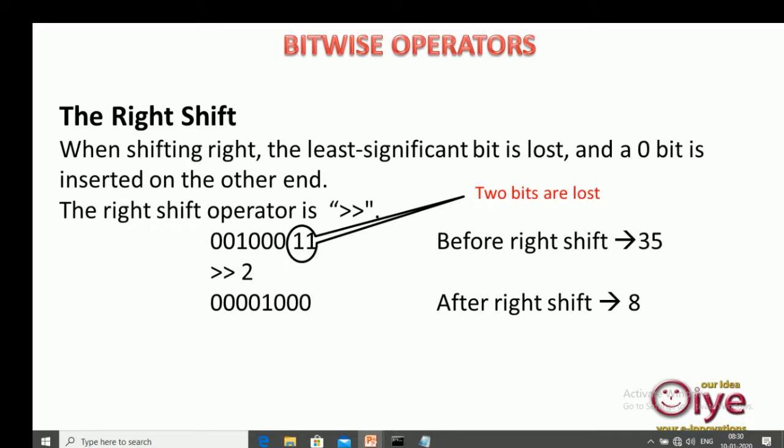Then the right shift. When you shift right, the LSB, least significant bit, is lost and a 0 bit is inserted on the other end. The right shift operator is double greater than. Here you can see we took 0, 0, 1, 0, 0, 0, 1, 1, then right shift 2, then 2 bits are lost. Before right shift the value is 35 and after right shift the value is 8. 0, 0, 0, 0, 1, 0, 0, 0.